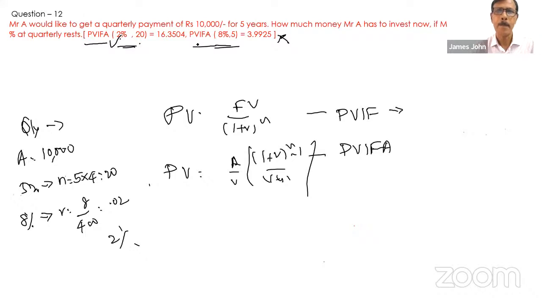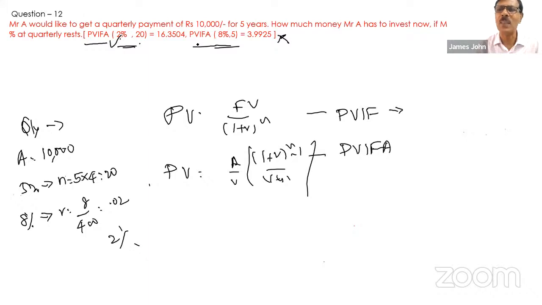Sir, in the exam, will the PVIFA values be given or not? Values will be given, but not in all questions. Sometimes they will give IF or PVIFA, then you can just multiply with that. Sir, in this case, two PVIFA are given. How do we know which one we need to take?